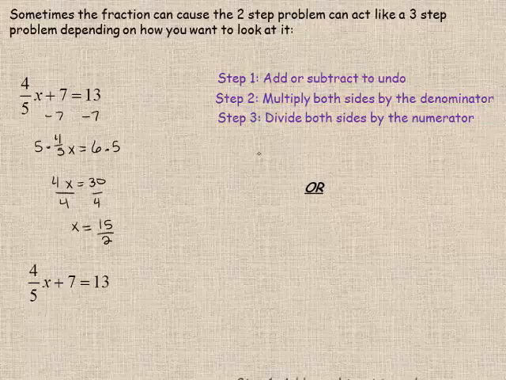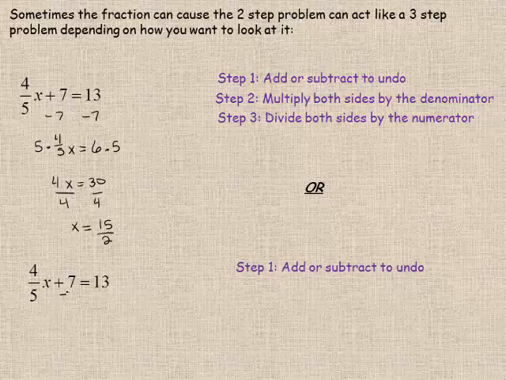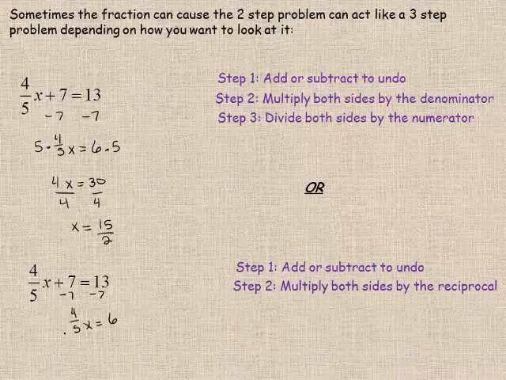Or I can add or subtract, and I get 4/5 x is equal to 6. And then I can multiply both sides by the reciprocal. These will cancel, and I get x is equal to, well, 4 doesn't go into 6, but they do both divide by 2. And then 3 times 5 is 15 halves. So you see you get the same result no matter which method you use.